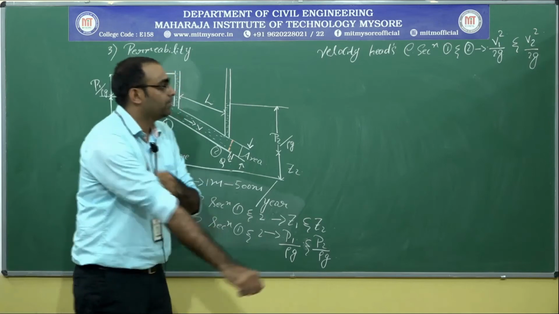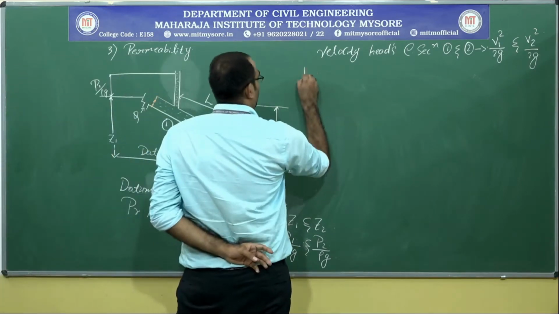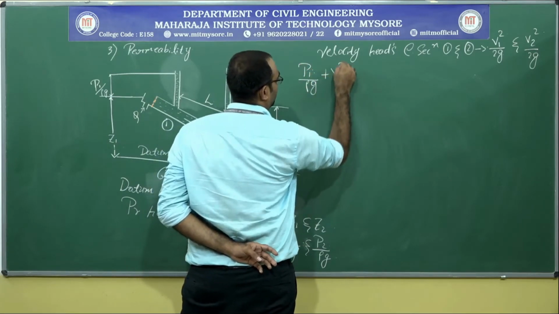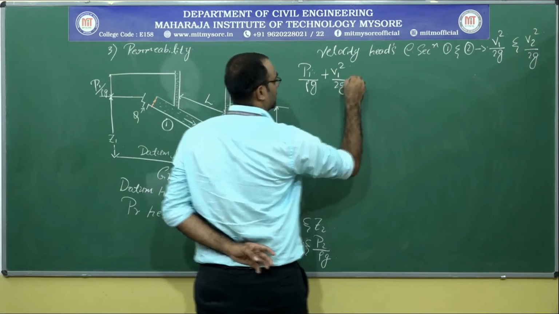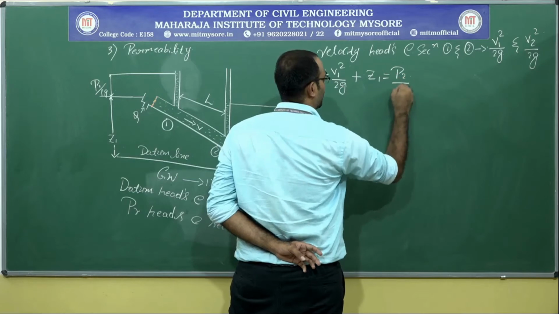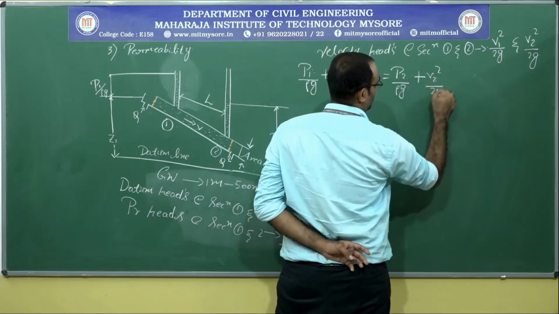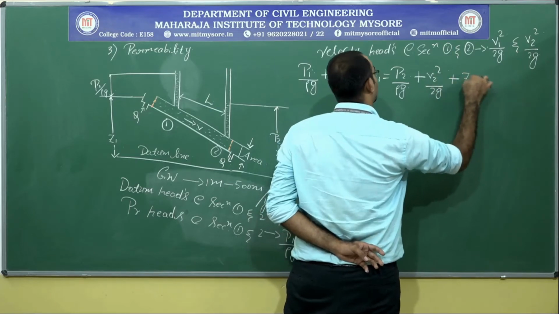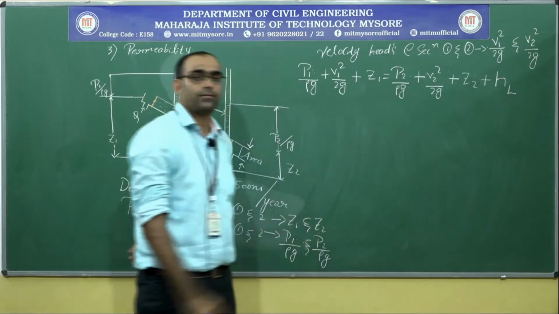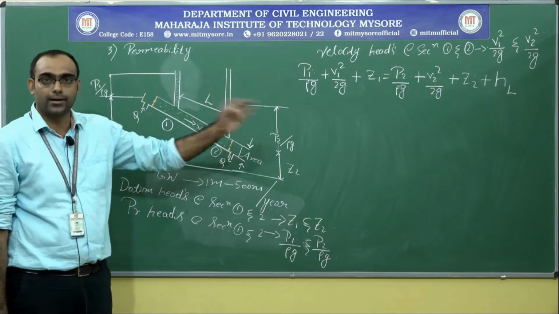We are going to apply the Bernoulli's equation to sections 1 and 2 here. Look here, P1 by rho g plus V1 square by 2g plus Z1 equals P2 by rho g plus V2 square by 2g plus Z2, and at the end I am going to write H suffix capital L. What does this H suffix capital L represent?